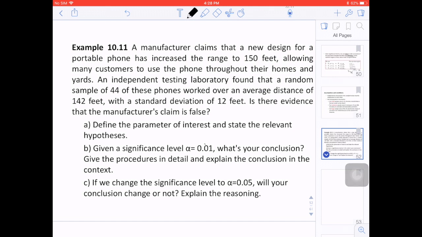Okay, so example 10.11. Like before, I'm going to give you about a minute to read through the problem. You can pause the video if you want.